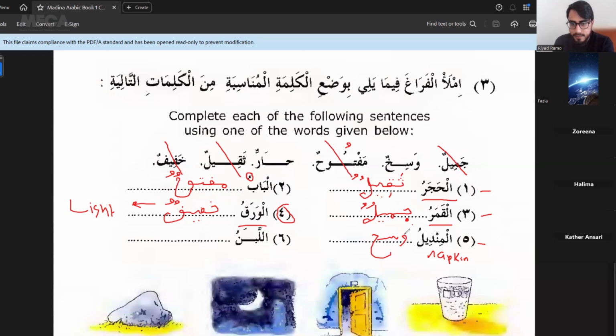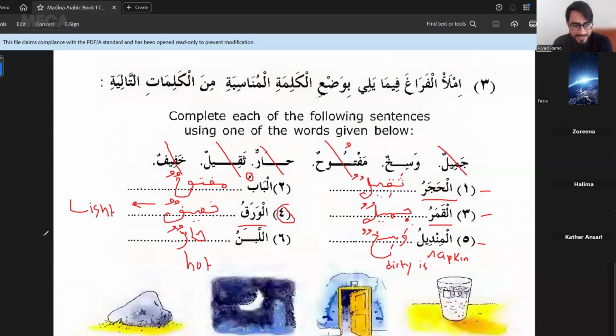Queen. No, that's nothing. And what would this sentence be? No, wasikhun is dirty. Kerchief is dirty. Good. The handkerchief is dirty. Very good. And I'll do the last one. Al-labanu, the milk. And there's only one thing left. Harun. Oh, labanu, milk. Hot. The milk is hot. Hot. Good. The milk is hot.